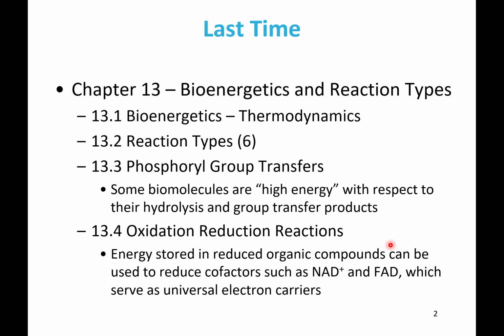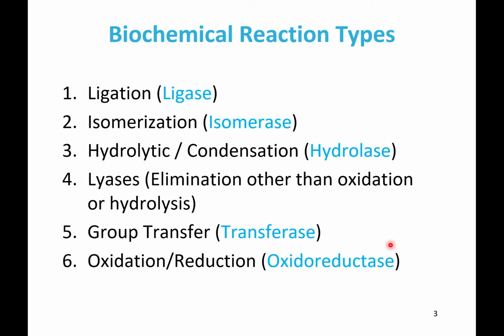Just a reminder, last time we covered chapter 13. This was just general bioenergetics and reaction types. A reminder of the 6 different biochemical reaction types. They're shown here, and the names of the enzymes that carry out these types of reactions are shown in blue. Okay, ligase, isomerase, hydrolase, lyases, which is the same name as the type of reaction. Transferases catalyze group transfer, and oxidoreductases do oxidation reductions.